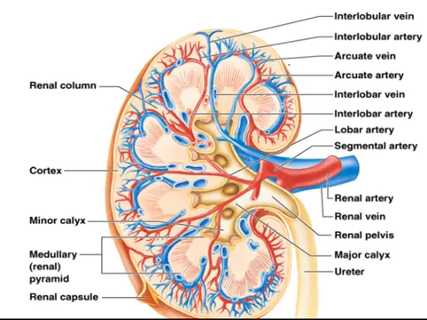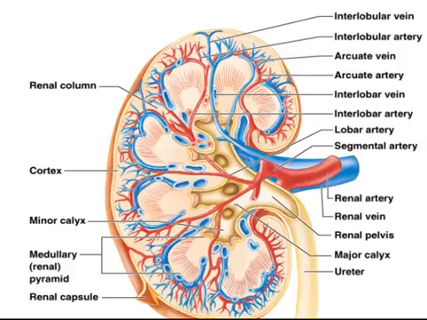So again, here are your major regions. So your cortex is the outer region. And then each of these areas here is one of those pyramids. But that whole inner region itself is called the medulla.